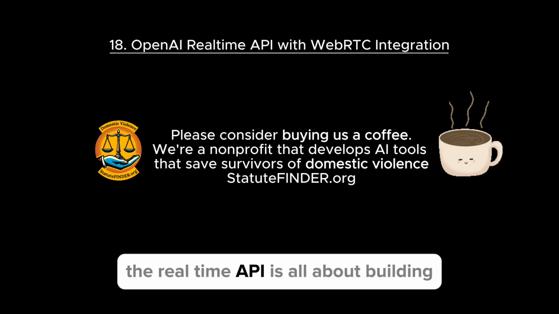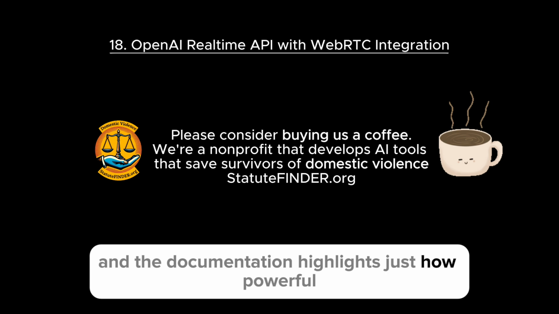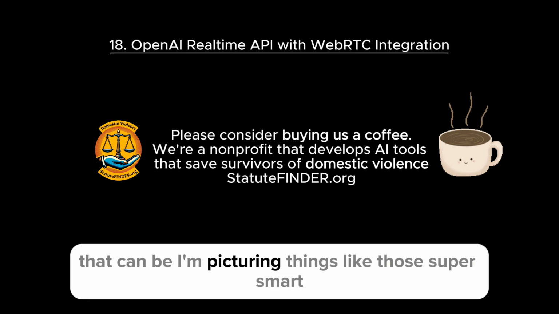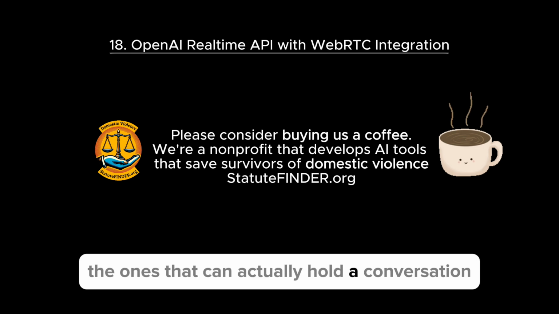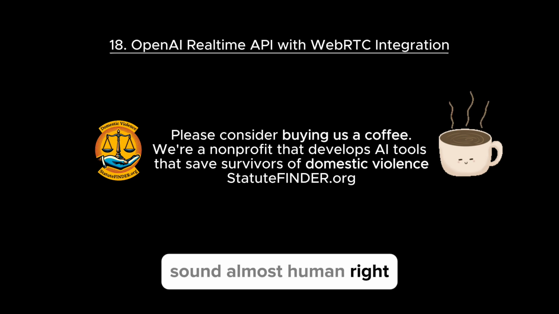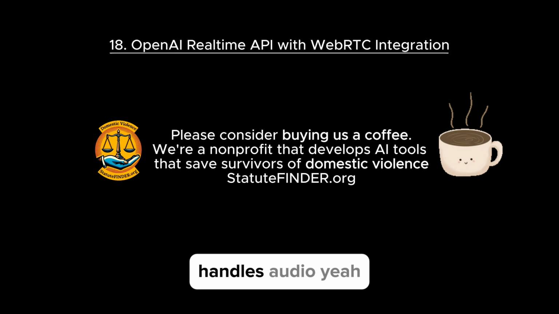The real-time API is all about building applications that can have real-time conversations, and the documentation highlights just how powerful that can be. I'm picturing things like those super smart chatbots that everyone's talking about, the ones that can actually hold a conversation and sound almost human. Is that the kind of thing our listener with their Python skills could realistically aim for? Absolutely. And it all starts with understanding how the API handles audio.